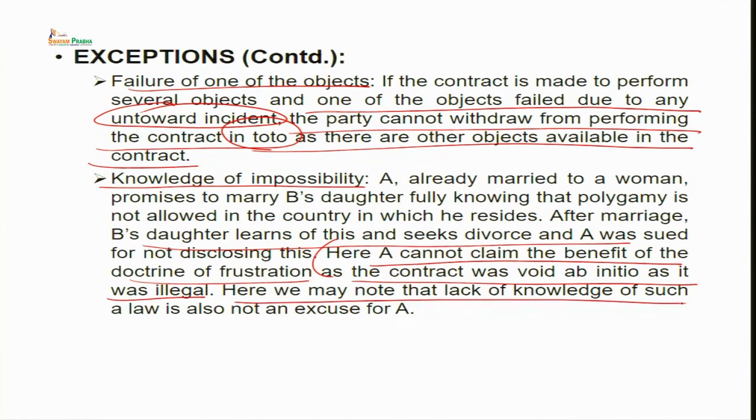Here, we may note that lack of knowledge of such a law is also not an excuse, right? So, even if he had not known the law and had contracted a second marriage, the fact is that he did not disclose it to the other woman whom he allegedly married. And in fact, we have already discussed under the session of free consent, that mistake of Indian law, the law of the country in which you are living, is not excusable or is not a defense.